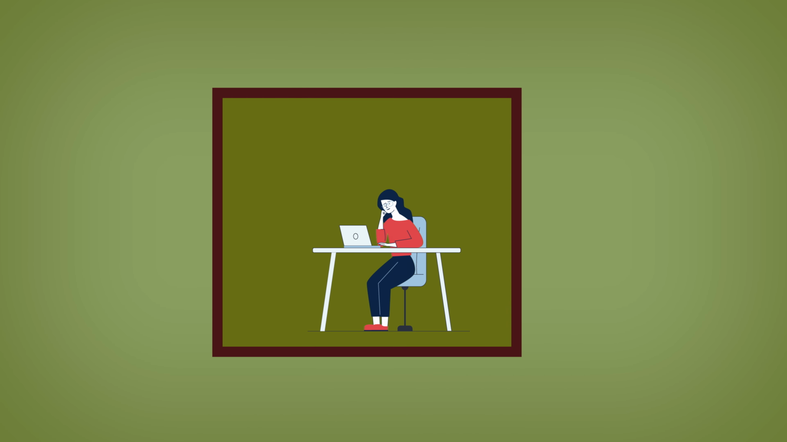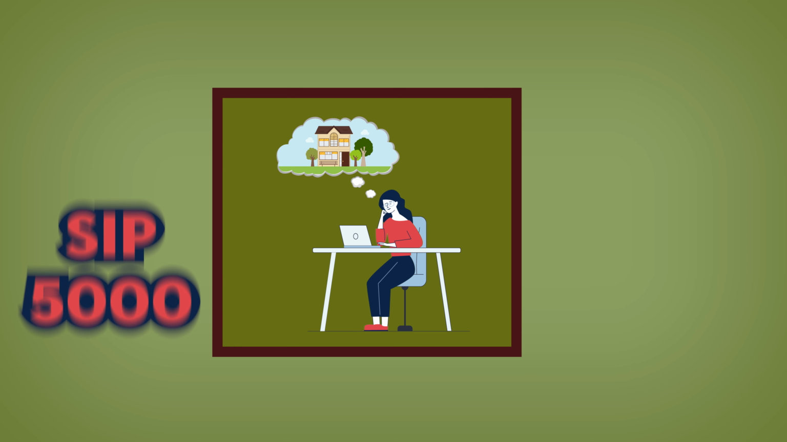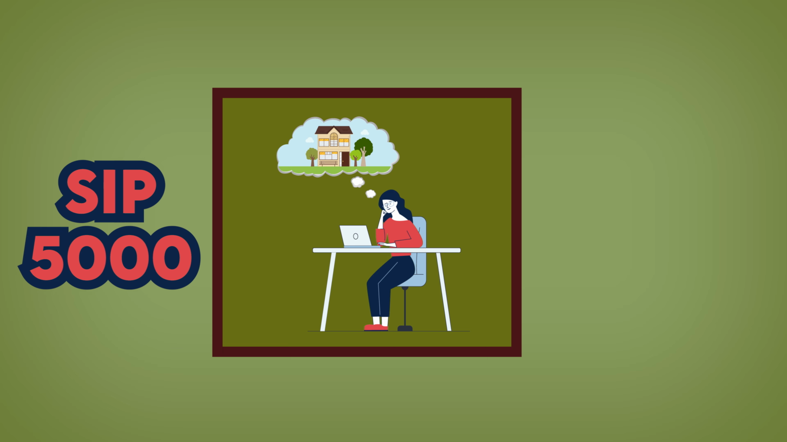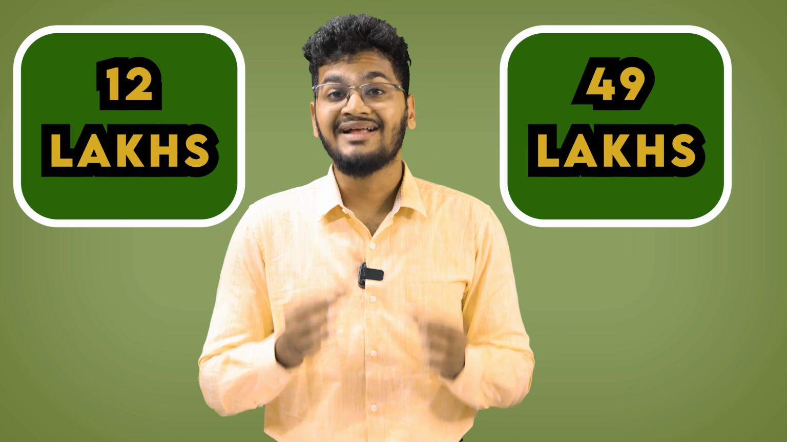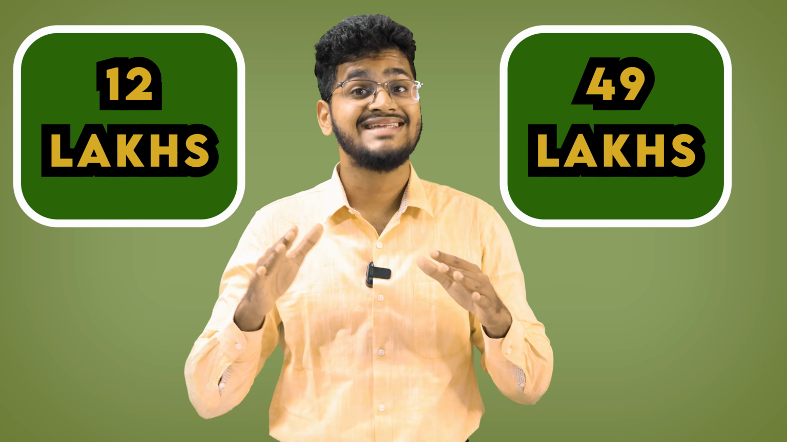Now let's take a simple example. Meet Ria, a 25-year-old professional who dreams of buying a house in 20 years. Instead of saving up the money and holding it as a whole, she chooses to start a 5,000 rupees SIP into a mutual fund with an average return of 12%. Now over the course of 20 years, she would have invested rupees 12 lakhs, but with the effect of compounding at the rate of 12%, the total investment would be at 49 lakhs. Now that's the power of starting early and staying consistent.